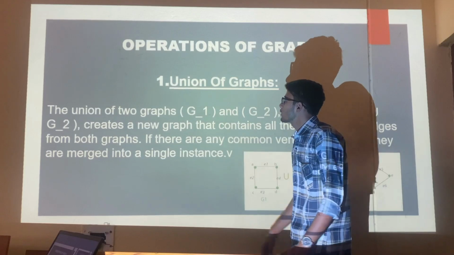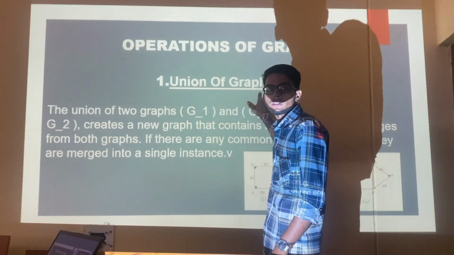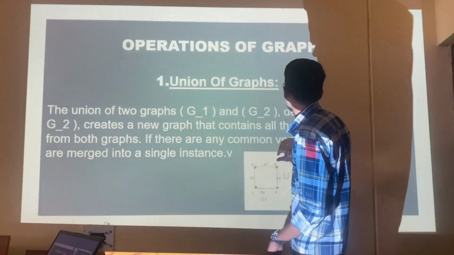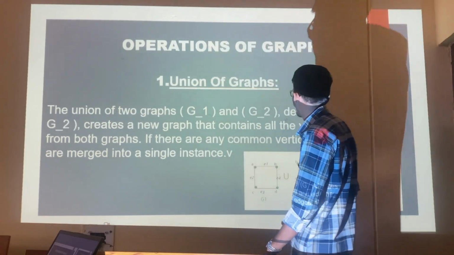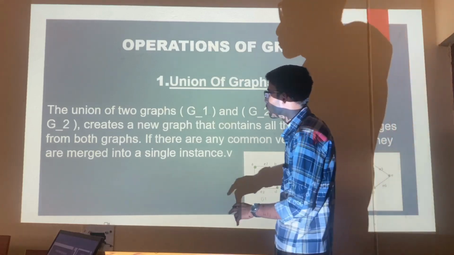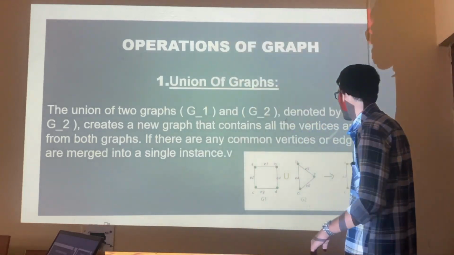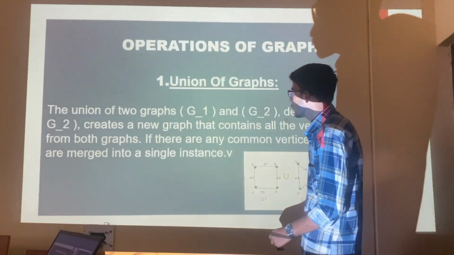Let's see. First operation of graph is union of graph. The union of two graphs G1 and G2 is denoted by G1 union G2. It creates a new graph that contains the vertices and edges from both graphs. If there are any common vertices or edges, they are merged into a single instance.